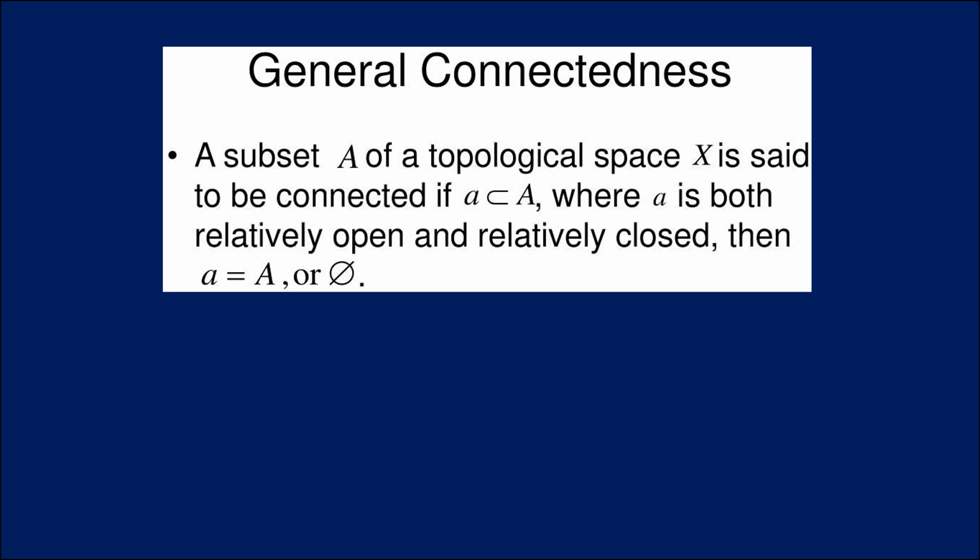General connectedness. A subset A of a topological space X is said to be connected if, for any subset contained in A that is both relatively open and relatively closed, that subset is equal to A or empty.